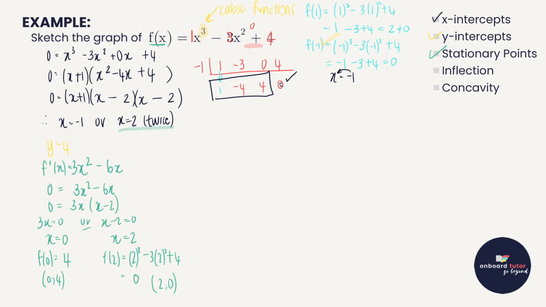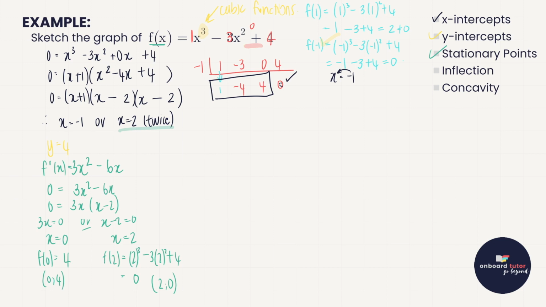Okay, and so just a little bit of enrichment. If you get an x coordinate more than once, it means that the graph will actually also have a turning point there at that intercept. So it won't go through, it'll bounce on the axis.